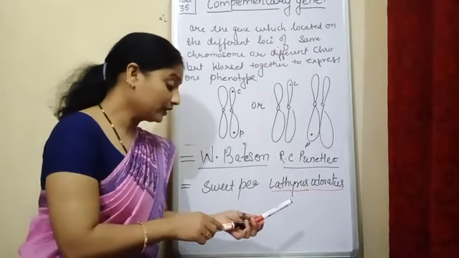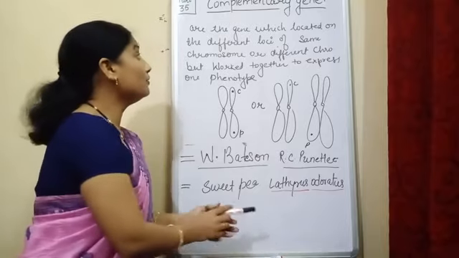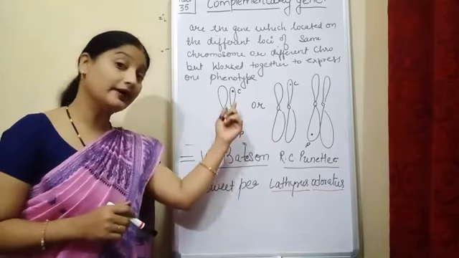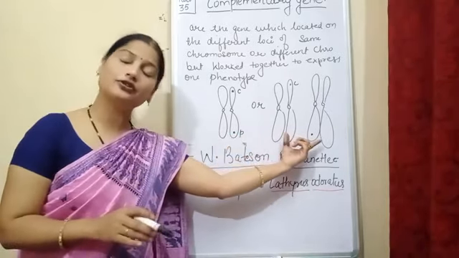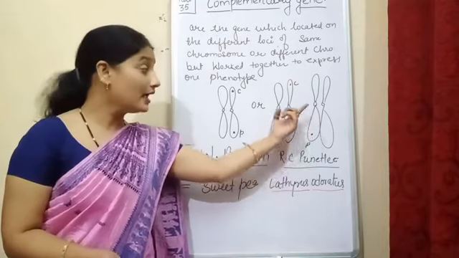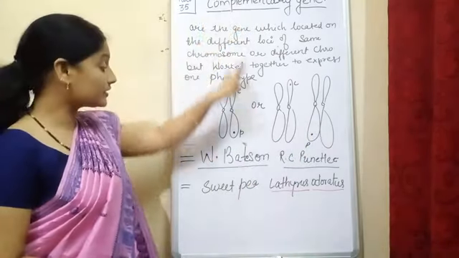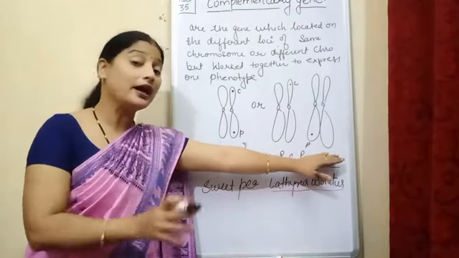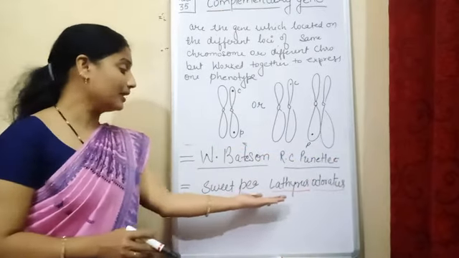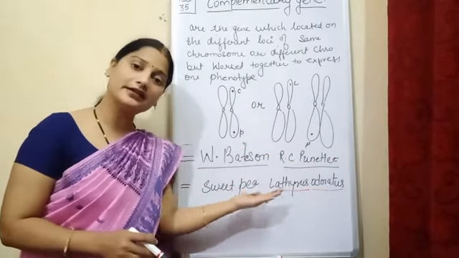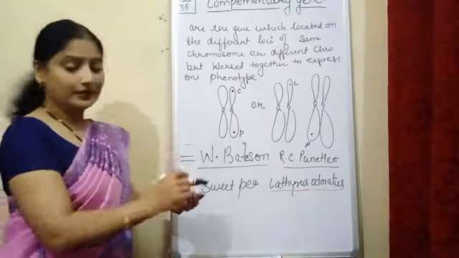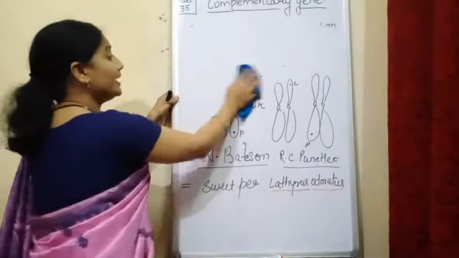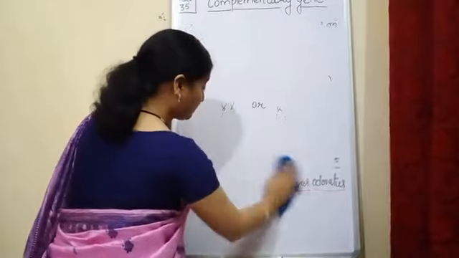So see what is the meaning of complementary gene? The genes which are located either on the same chromosome but at a different locus, or on a different chromosome, then the locus will be different. And this complementary gene was discovered by W. Bateson and R.C. Punnett. And on which plant did they discover this? The plant was Lathyrus odoratus, that is sweet pea. Now see this complementary gene in detail.